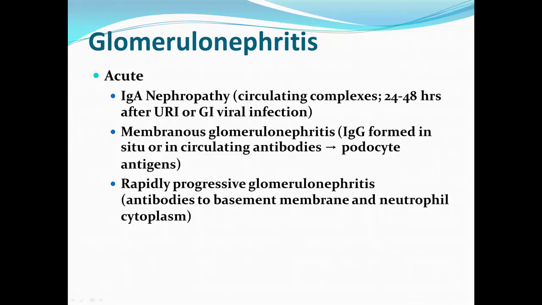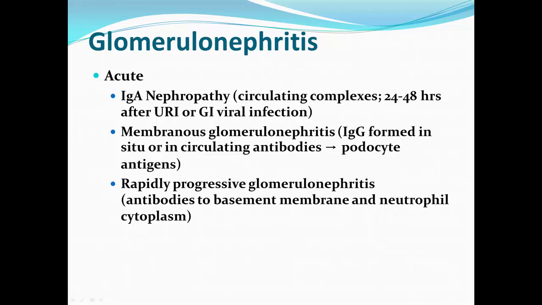A membranous glomerulonephritis is an IgG-mediated acute glomerulonephritis, and this actually is one of the most common types of glomerulonephritis. IgG is either formed in or is presented by or is in circulating antibodies that present themselves to the kidneys. These then react with podocyte antigens. When they react with those podocyte antigens, again, what has happened? You initiate that inflammatory cascade and the inflammatory response because these complexes that have formed activate that complement.